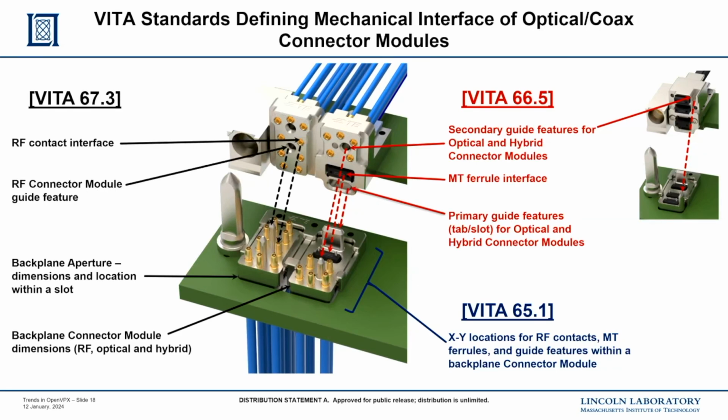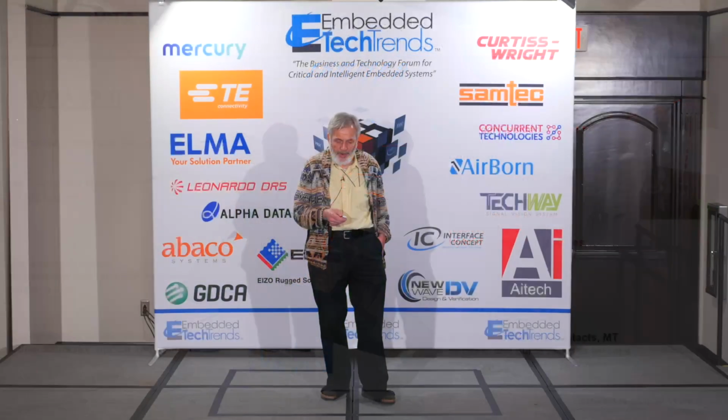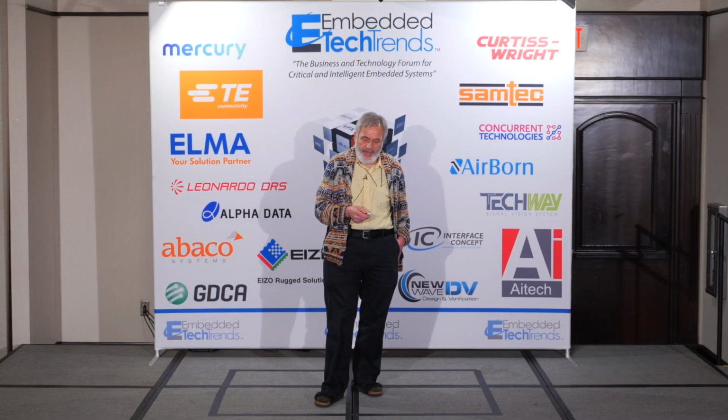Over on the right side, we've got VITA 66.5, which is now the most common optical interface standard that we've got. The secondary guide features are specified by that. And then these guide features are used also, not just optical, but then we've got hybrid optical and coax hybrid modules shown there in the center. And then the MT ferrule interface is specified by 66.5. And the primary guide features for optical and hybrid connector modules.